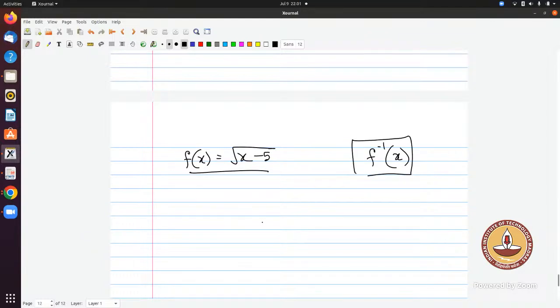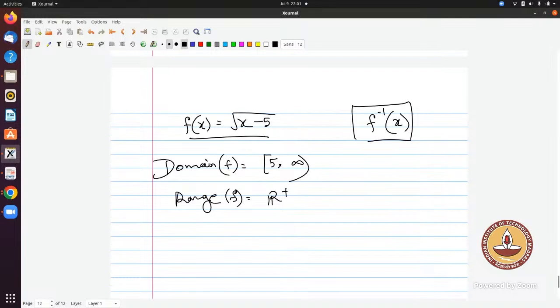Domain is minus 5 to infinity. Okay, so what is the inverse function first of all? What is the domain of f? Sorry, 5 to infinity. Exactly, we should include 5. And what is the range of f? Positive reals, R plus, 0 to infinity.